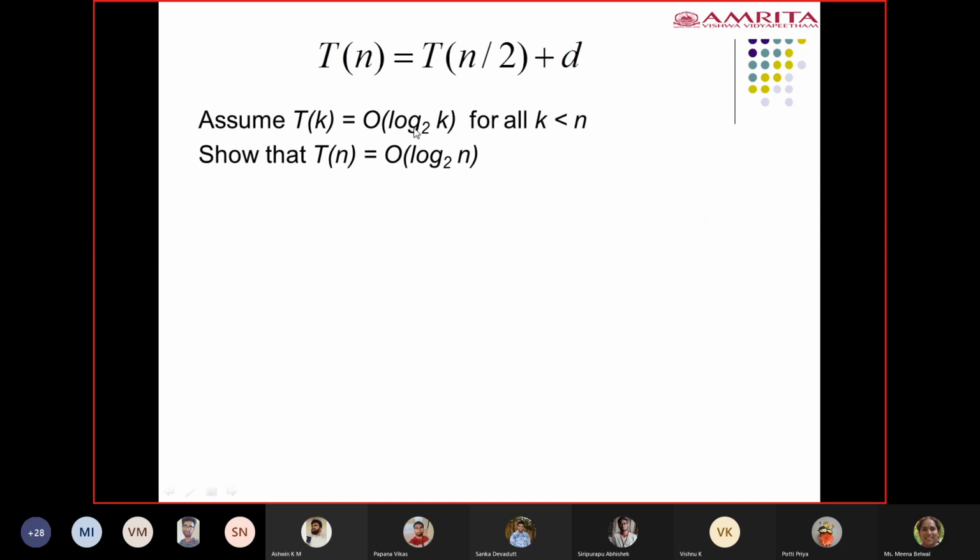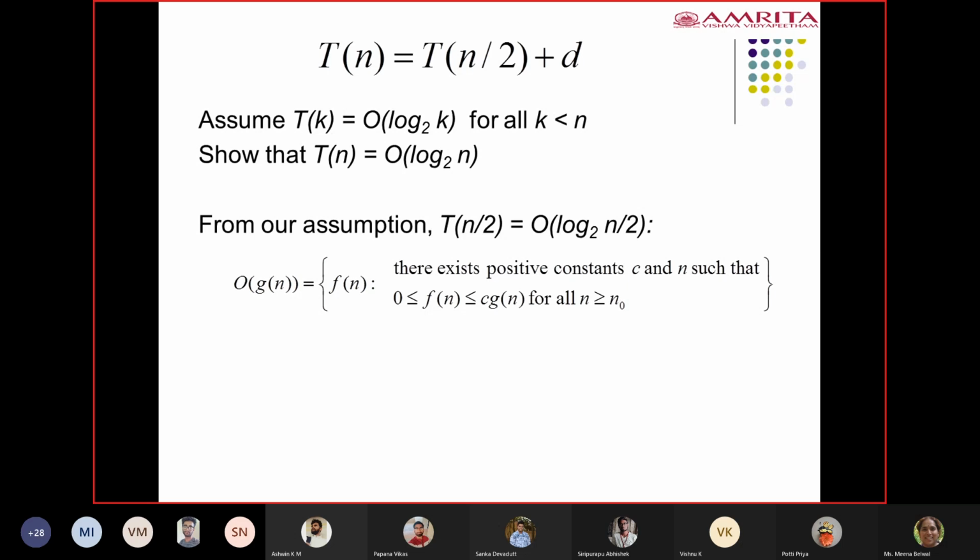So we say that T(k) is going to be O(log k) base 2 for all k less than n. For smaller values of k, we assume it is true. Now we need to prove that, because this is true, it is true for T(n) = O(log n) also. When I replace k with n, it should also be true. That is what we need to prove now. A little bit of math we may have to apply.